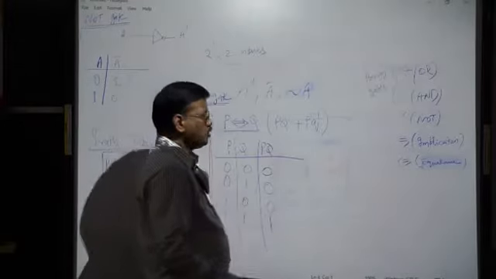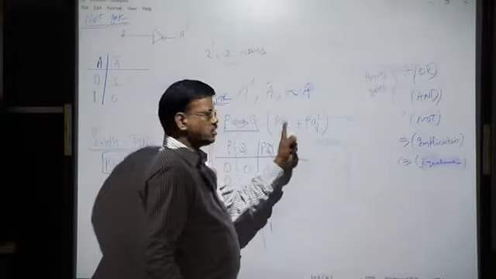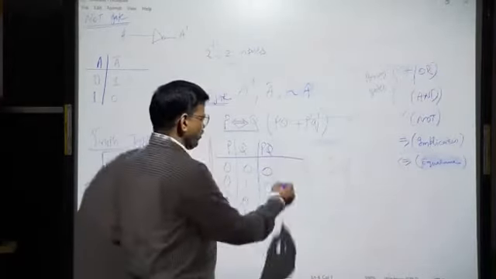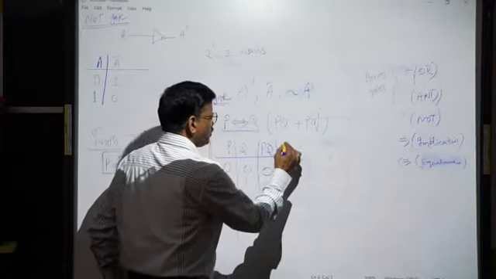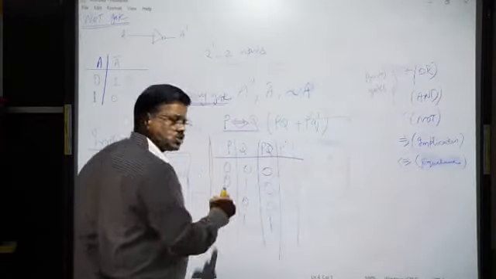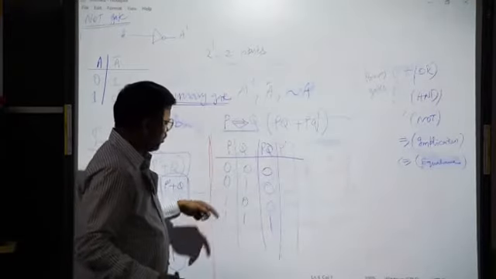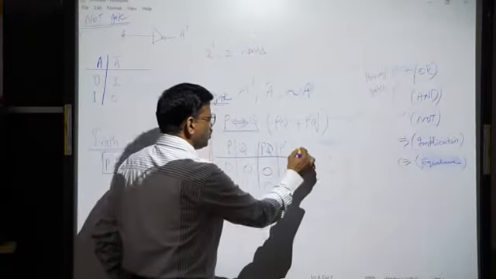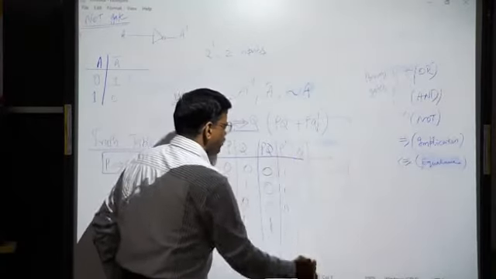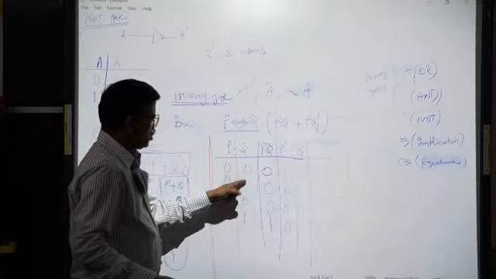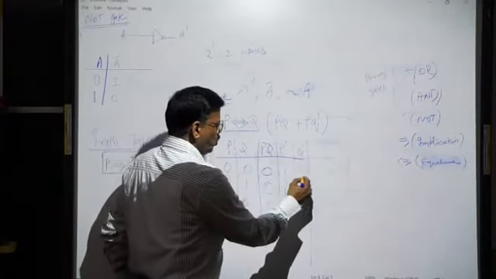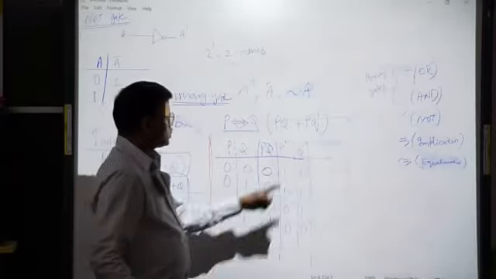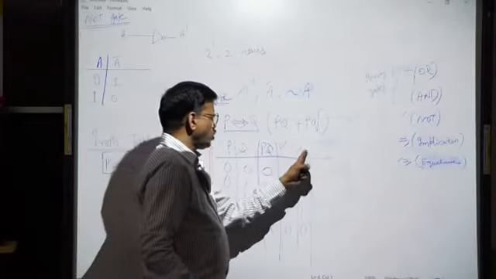You have found out this. Now let us find out this, then we will connect them. Do you have P complement? No, we will find out P complement. What is the P complement? Opposite of P. 0 0 1 1 becomes 1 1 0 0. What is the complement of Q? 0 1 0 1 becomes 1 0 1 0. Is this clear? So you have found out P complement and Q complement.